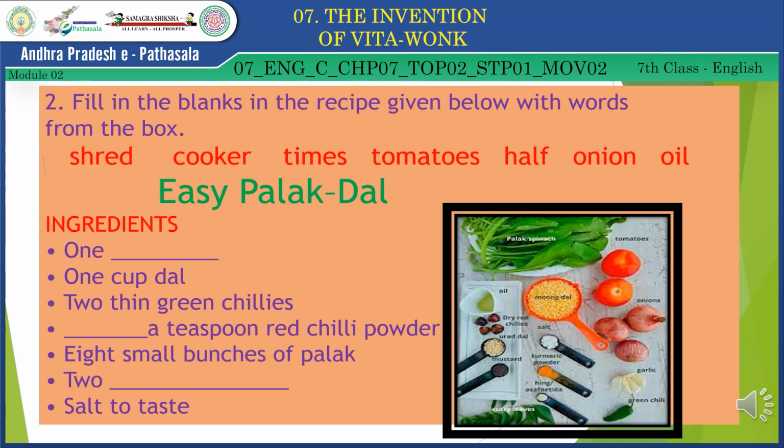Here, fill in the blanks in the recipe given below with words from the box given. We have to prepare palak dal recipe. It's an easy process. You have to fill the correct words in the blanks. Example: 1 dash means 1 cup dal, 2 thin green chilies, dash a teaspoon red chili powder, 8 small bunches of palak, 2 dash salt to taste. Now let us see the answers for these ingredients.